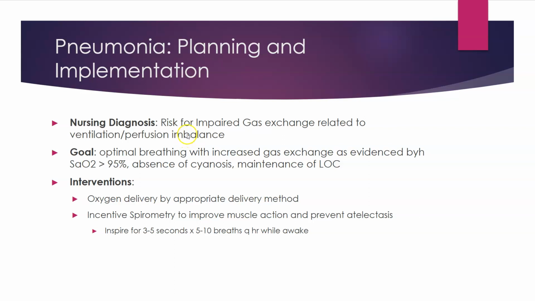So for nursing diagnosis, we have risk for impaired gas exchange related to ventilation and perfusion. With this, we want them to be saturating greater than 95%, have an absence of cyanosis, and maintain a good level of consciousness. Interventions that we might use would be oxygen delivery. That can be via nasal cannula, mask, intubation, etc. We might also do incentive spirometry, trying to prevent atelectasis. This is very commonly used, especially after surgeries and other periods where people might be bedridden and can't get up. We want to encourage this very frequently, like every 10 minutes or so.